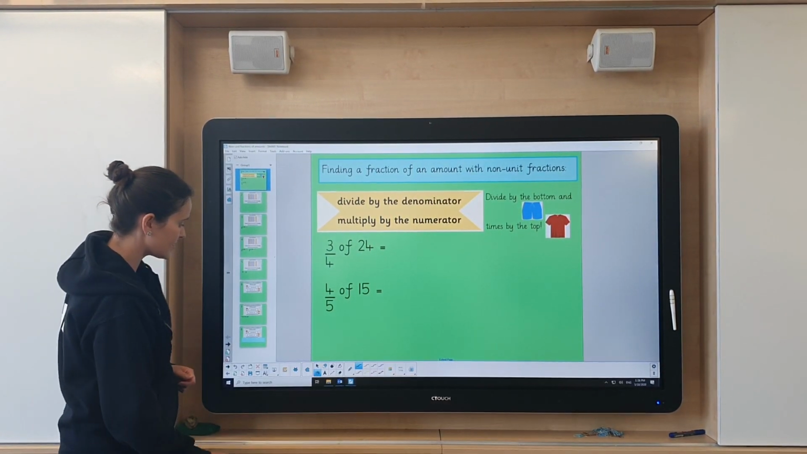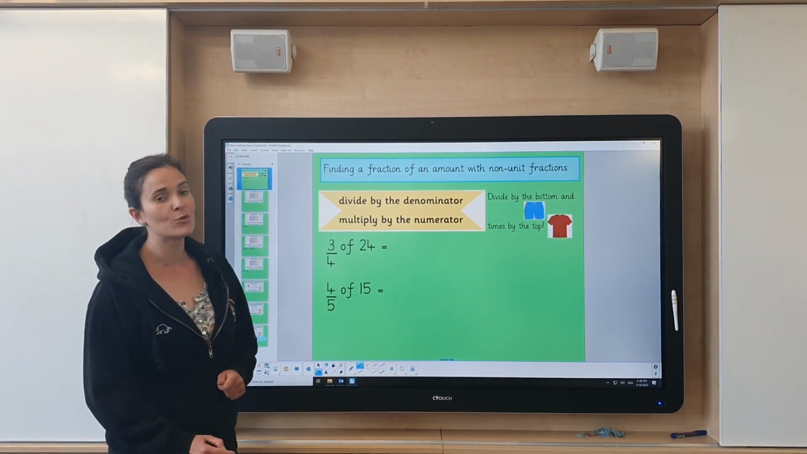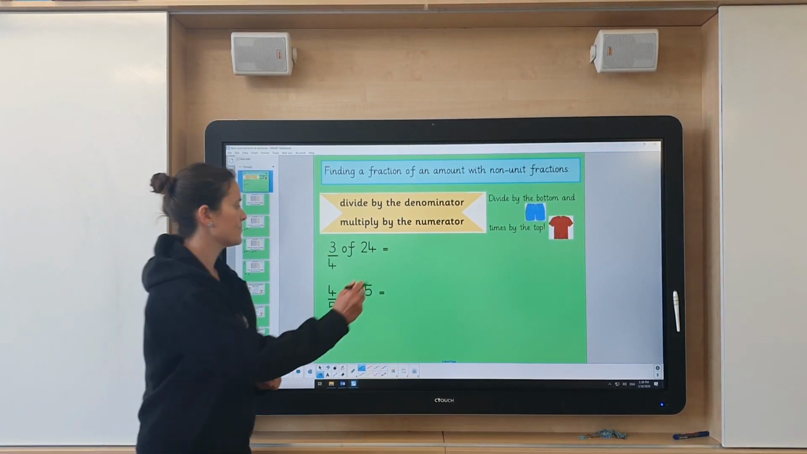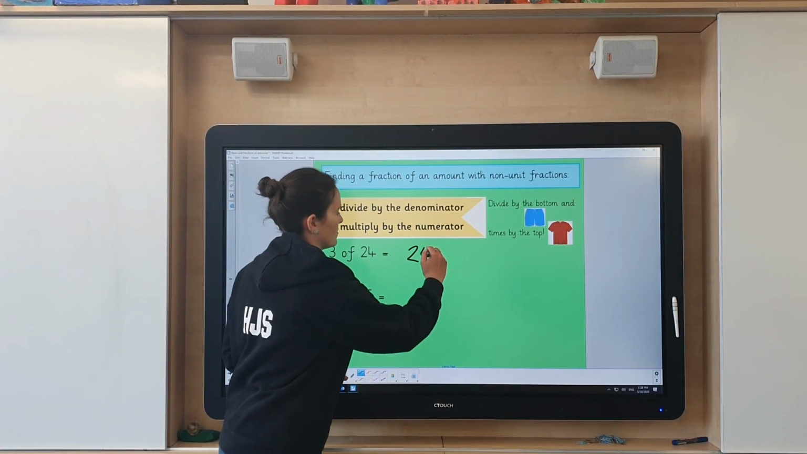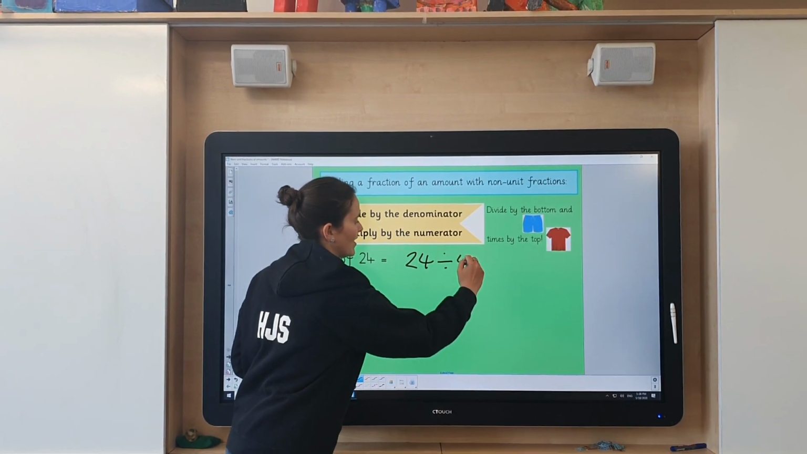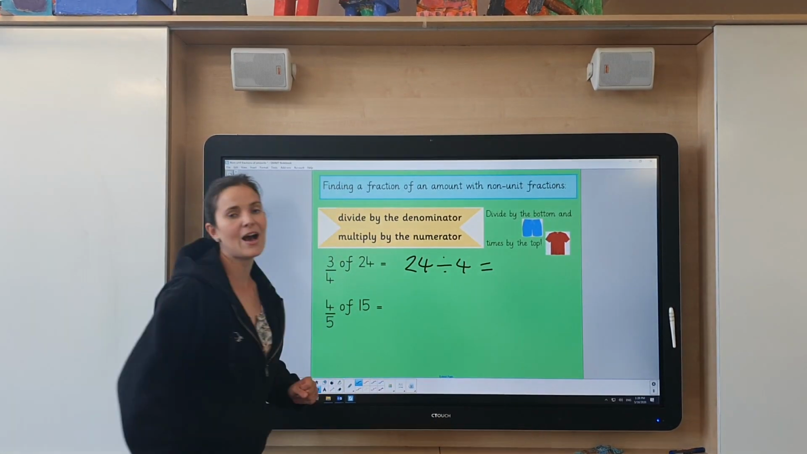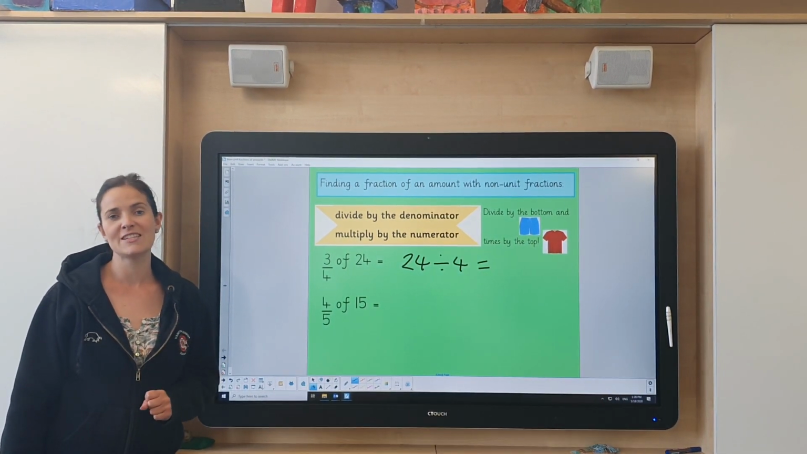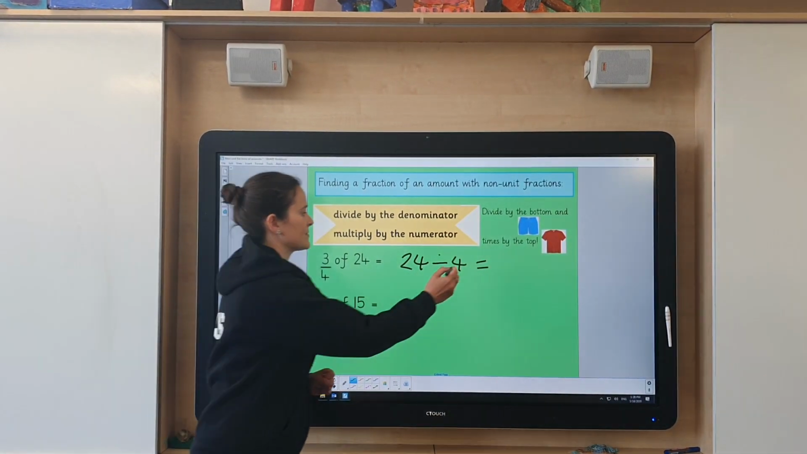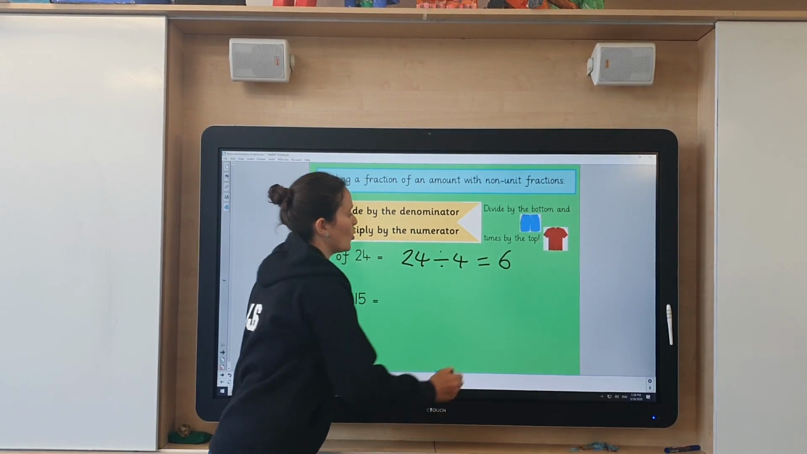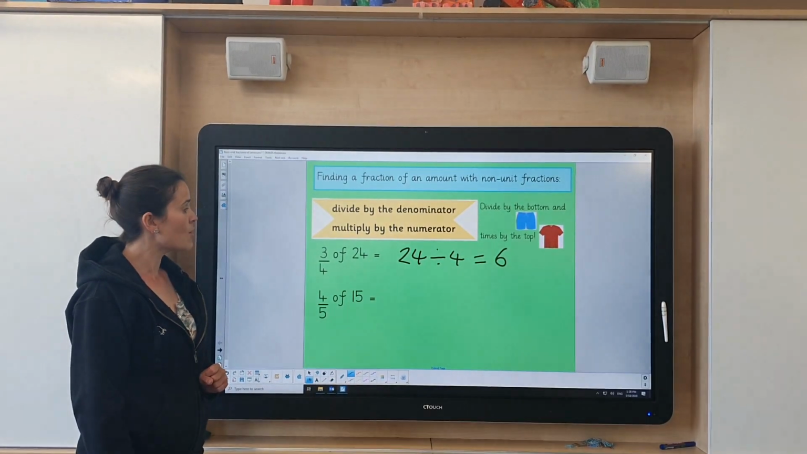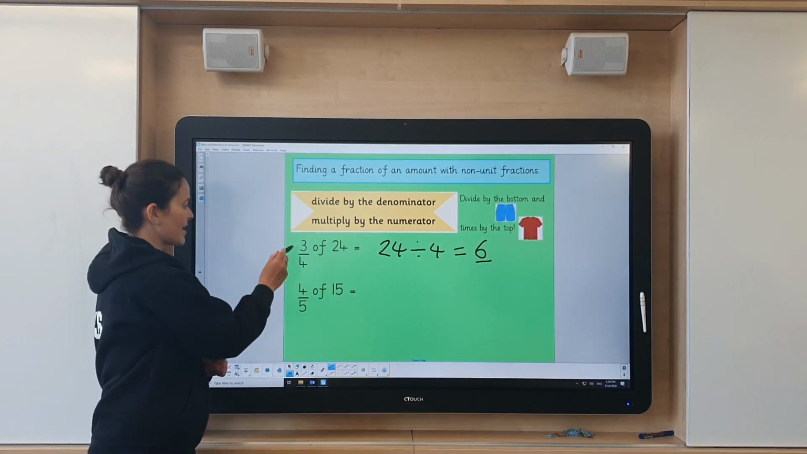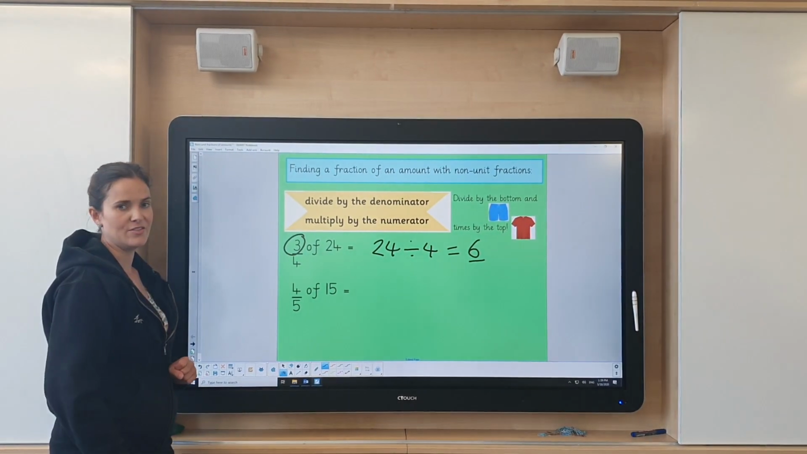And to do that, what we need to do first of all is divide 24 by the denominator. So we can write it out like this, and then using our knowledge of the 4 times table, we know that 24 divided by 4 is 6. And what we need to do is multiply this answer by the numerator in the fraction.